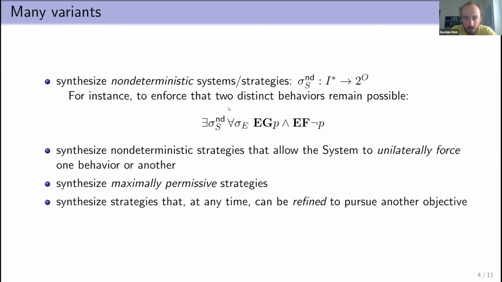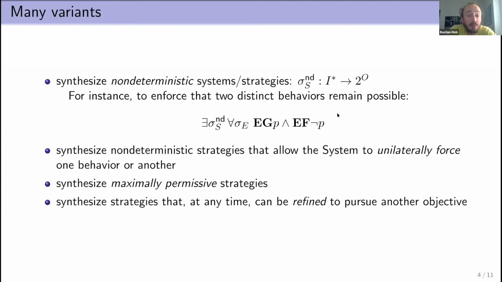If I write this formula, which reads as there exists a strategy for the system which is non-deterministic, such that for all strategies of the environment, there exists an execution in which P is always true, and there also exists an execution in which eventually I see not P. We see that if we consider only deterministic strategies, as before, this cannot be true, because given a deterministic strategy for the system and a deterministic strategy for the environment, you have fixed one execution which cannot satisfy both always P and finally not P. But if you allow for non-deterministic strategies, you have a more permissive system that can allow for different behaviors that may be both desirable, and you may want both to be possible in a system.